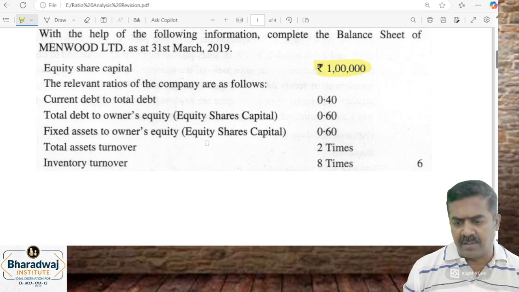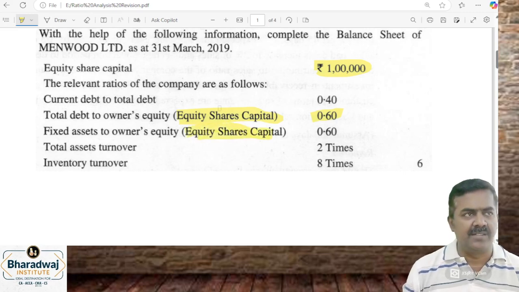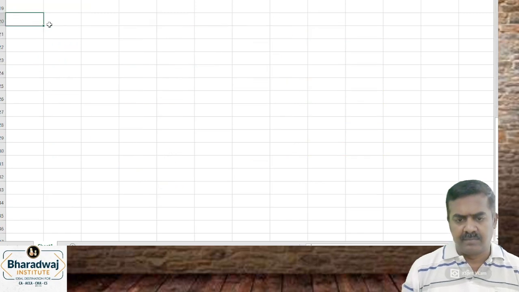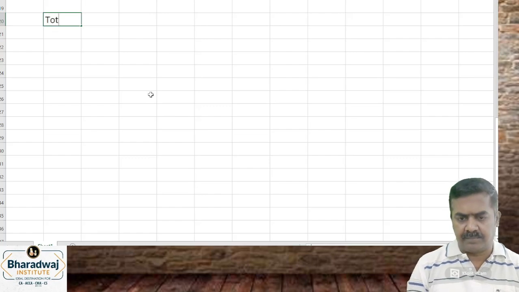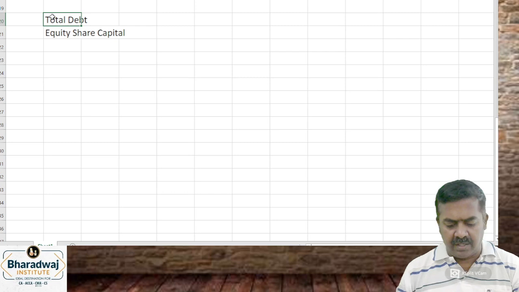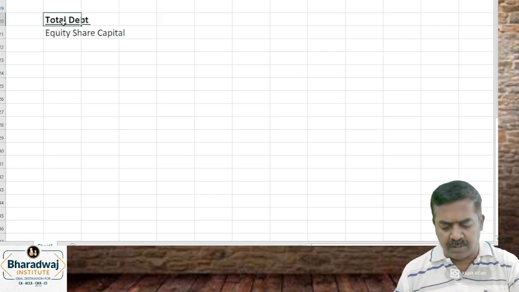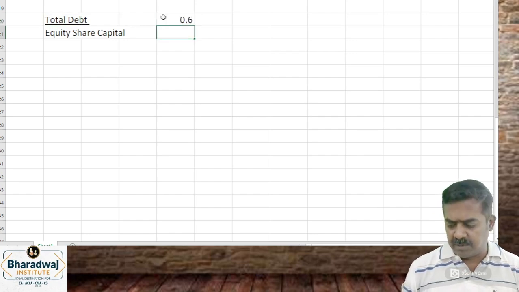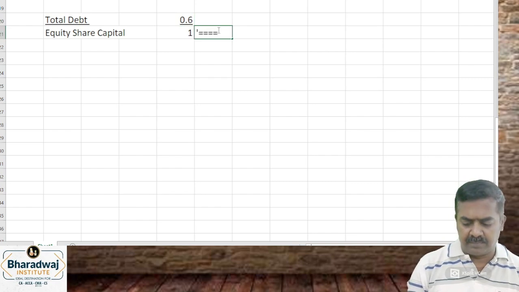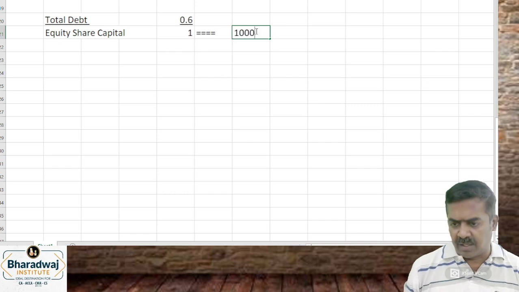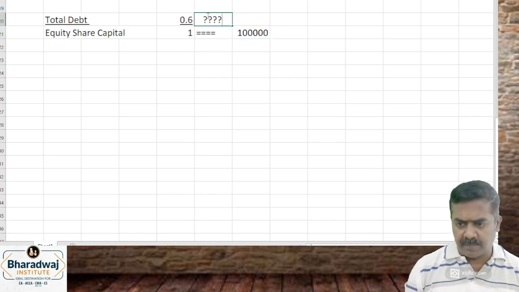Based on this equity share capital, we can work out total debt. Then we can work out fixed asset. Using that we can find out the others. Total debt divided by equity; they refer to equity share capital only in this question. What proportion is given? 0.6. If this is 0.6, the other one is 1 rupee note. We are given equity share capital. If this is 1 lakh, 0.6 will be how much? 60,000.